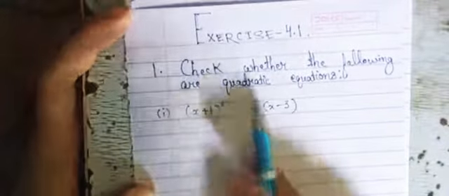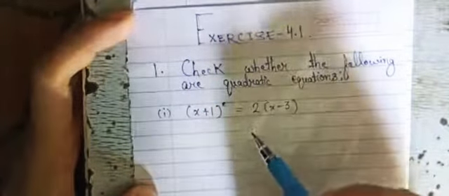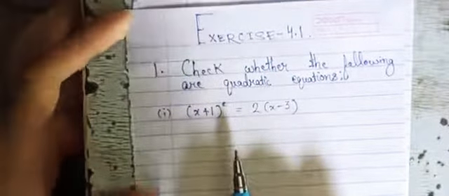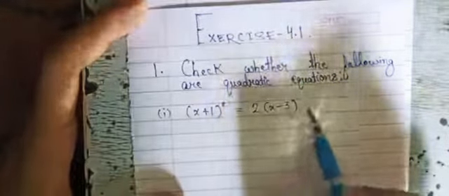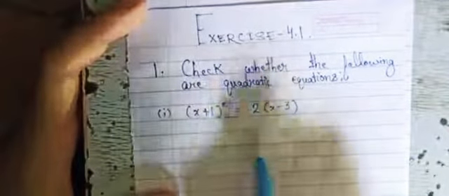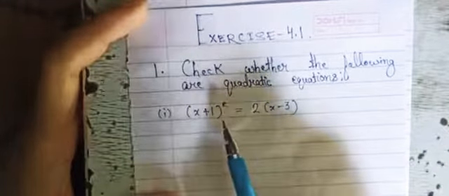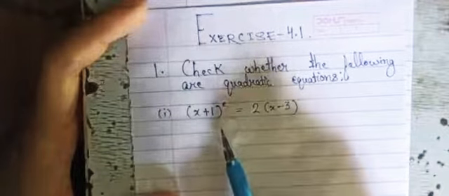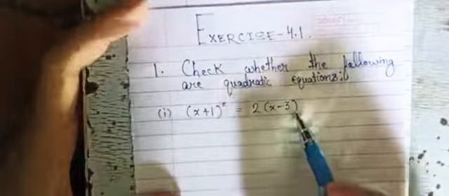Now, exercise 4.1. First question: check whether the following are quadratic equations. So, if they satisfy the general form that we have studied, what is the general form? ax square plus bx plus c equal to 0. If it satisfies the general form, then we can say that it is a quadratic equation. So, first of all, we need to simplify both sides of the equation. After simplification, if it shows the general form ax square plus bx plus c equal to 0, then it will be considered a quadratic equation.